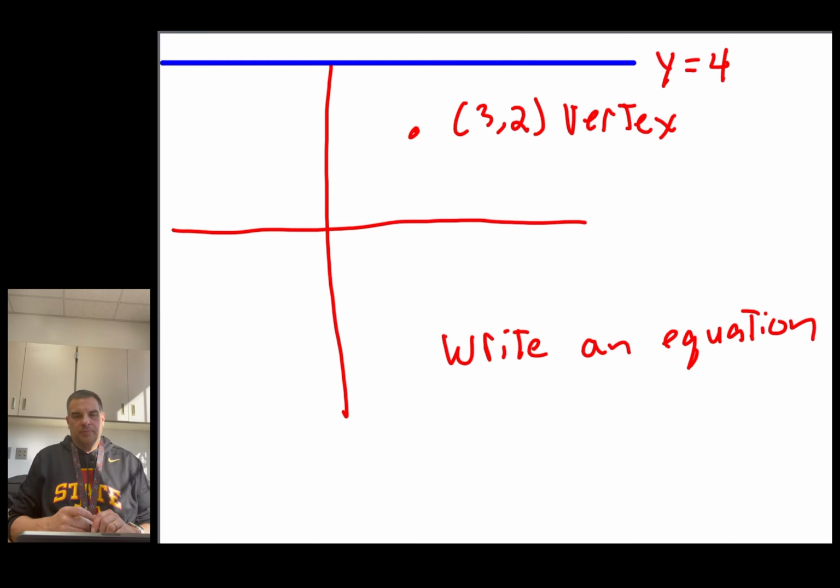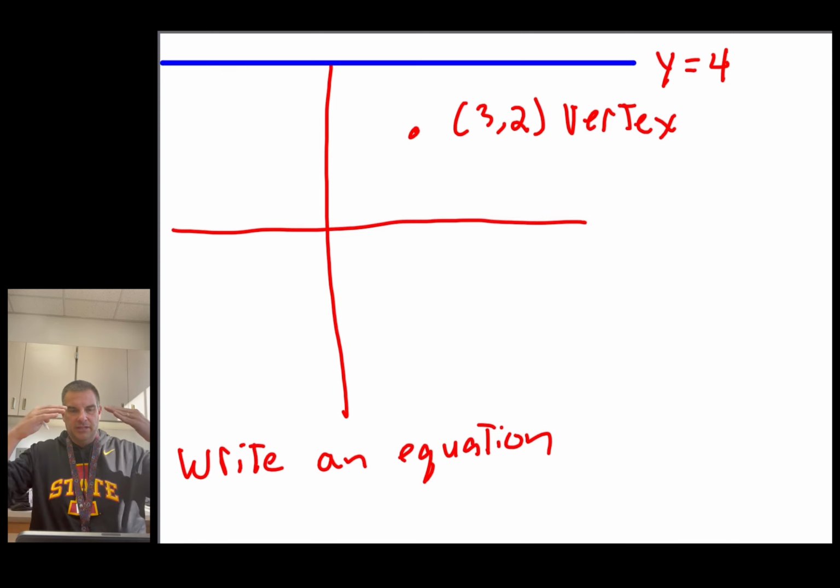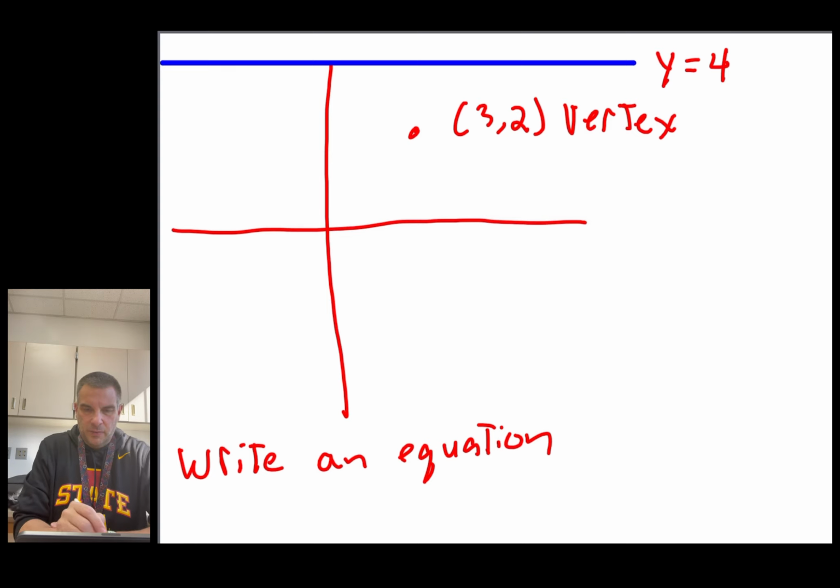In this one, we're given a directrix line, y equals 4, and we're given the vertex (3, 2). And we're going to write the equation. So if I'm looking at it going, okay, how is this going to open? It's got to go through the vertex. My line of directrix is up there. That means my focus must be down here somewhere. So let's find the focus.